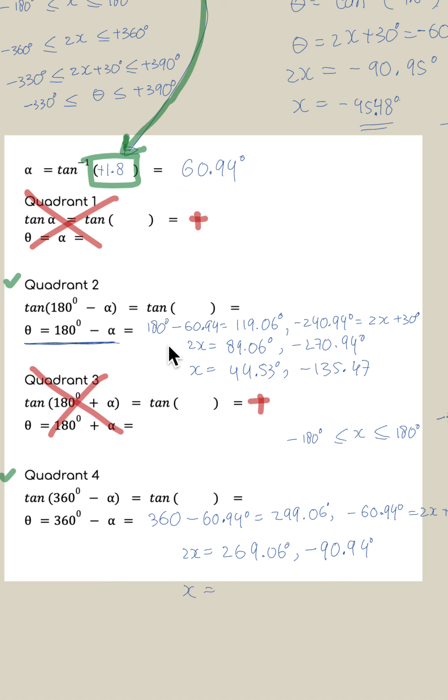No. You still must find x, which means you must divide that by 2. You get 134.53 degree. And how about the other one? Negative 90.94 divided by 2, you're getting negative 45.47 degree. Is that within the range of x? Yes, it is. x must be between negative 180 to positive 180. So that's how you do it.